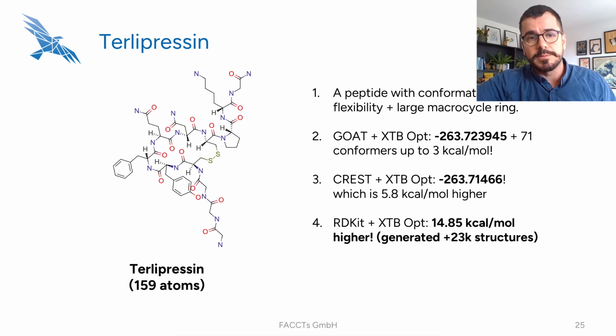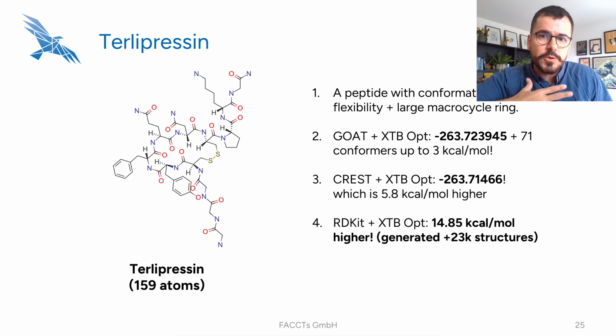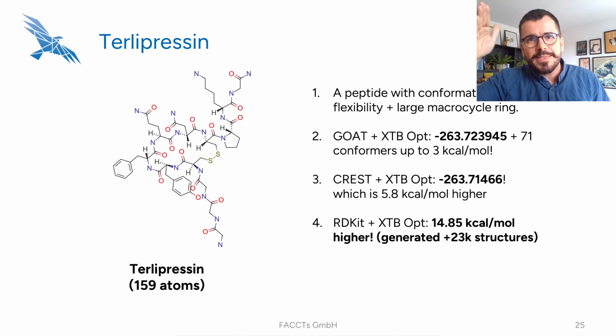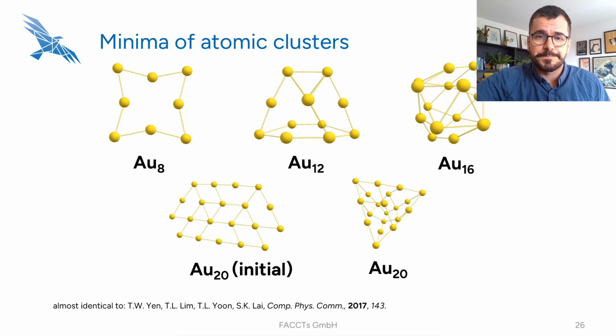Another example is a peptide, also a drug from last year. GOAT finds a certain global minimum, and from what I tried at least, CREST finds only something which is 6 kcal higher, which basically wouldn't even exist on that potential energy surface. And for RDKit we generated 23,000 structures, and we only found something that was 15 kcal higher, which is completely inexistent in this case. So GOAT works really well.